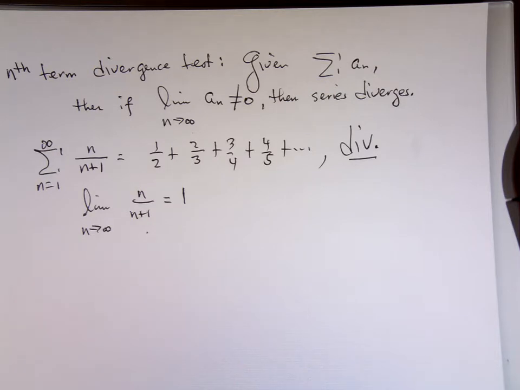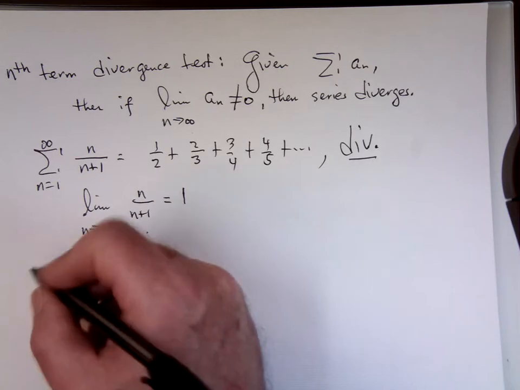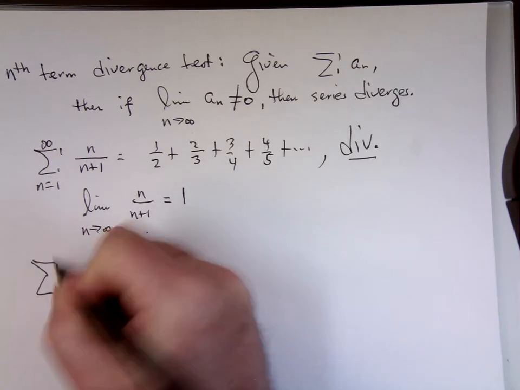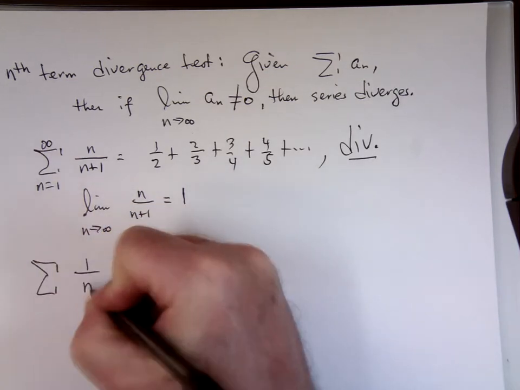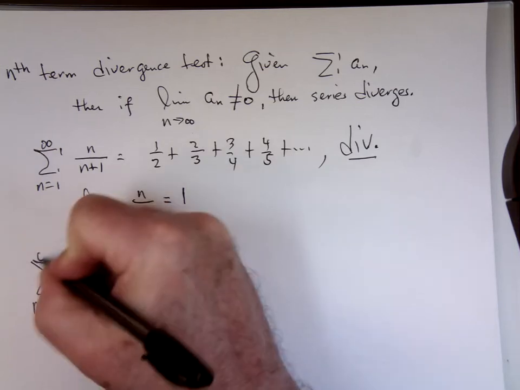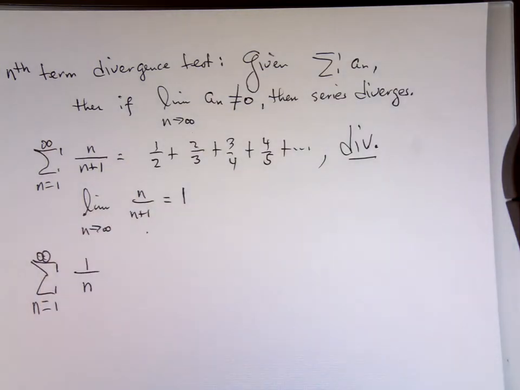Now, that could be confusing, but it's even more confusing if you have something like this. Let's look at this one: 1 over n. What happens to 1 over n as n goes to infinity? It goes to 0. What does this test tell us about this series? Be careful. It diverges because it goes to infinity, right?